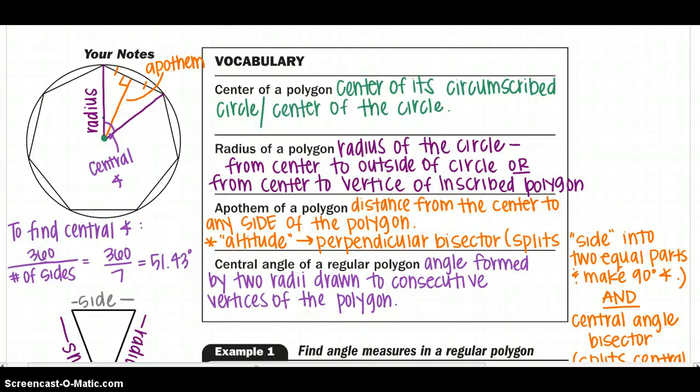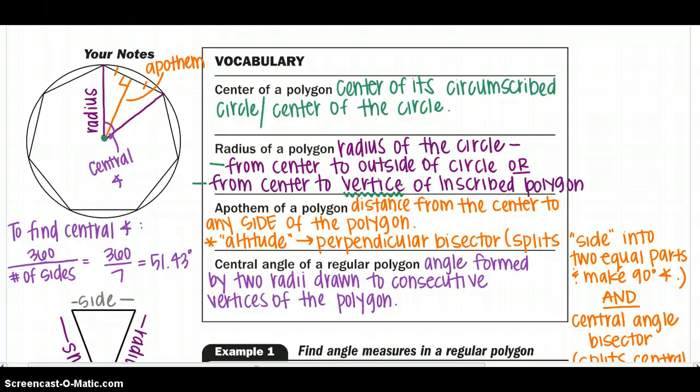The radius of the polygon would be the radius of the circle. You can think of it as from the center to the outside of the circle, or you can think about it as from the center to the vertex of the inscribed angle, and that's going to be something that will differentiate the radius and the apothem when we get to that. So the radius is just from the center to the vertex of the polygon.